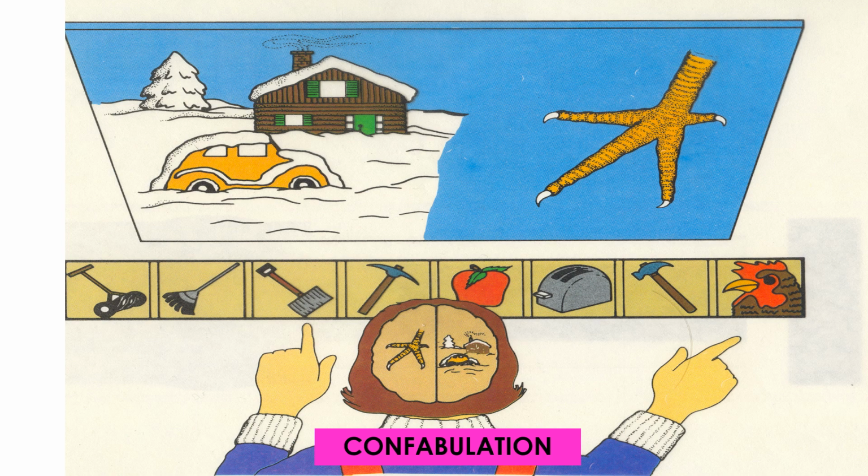So what did the person say? Gazzaniga said, why are you pointing at those two things? And she said, I'm pointing at the head of a chicken because I saw a chicken's claw, and I'm pointing at the shovel because you use a shovel to clean out the chicken shed. Her left brain made up an answer that seemed reasonable. Now that's interesting. She didn't say, I don't know. Her left hemisphere didn't say, I don't know why I'm pointing at a shovel. It made up a reason.